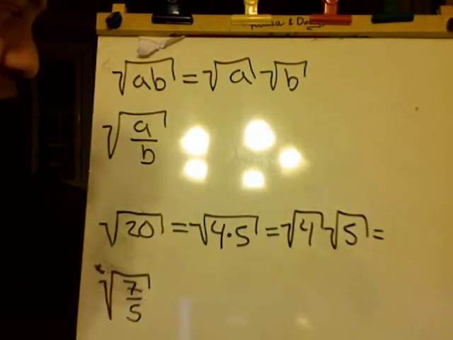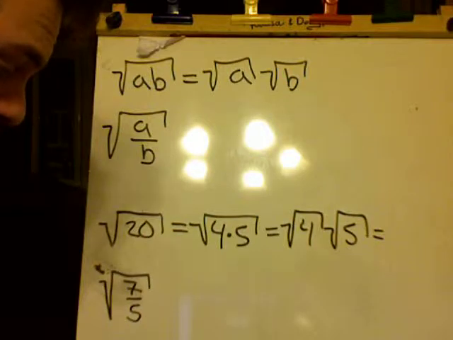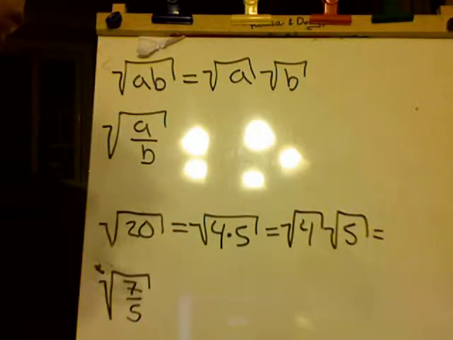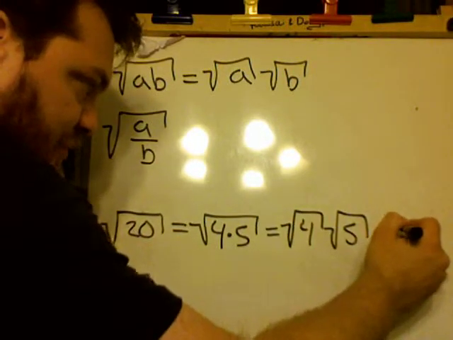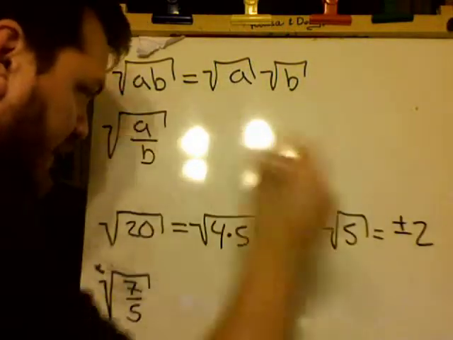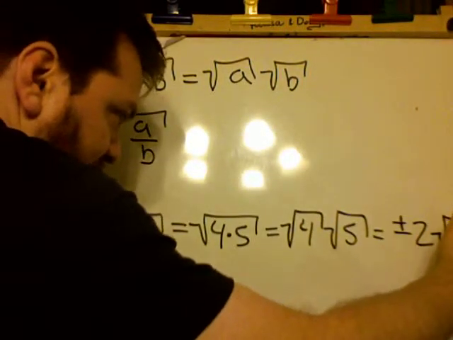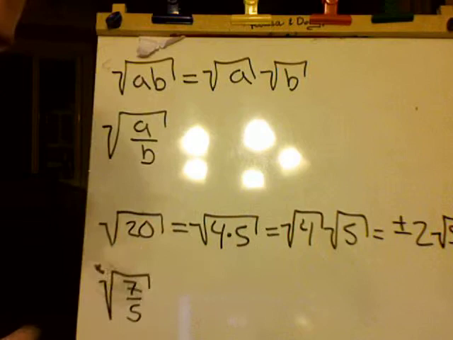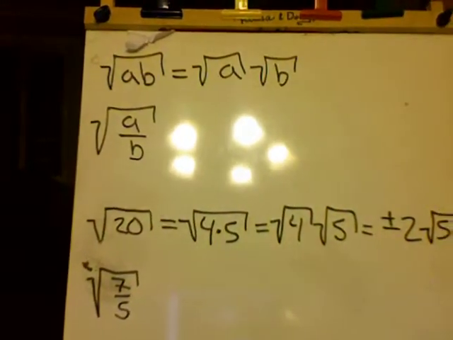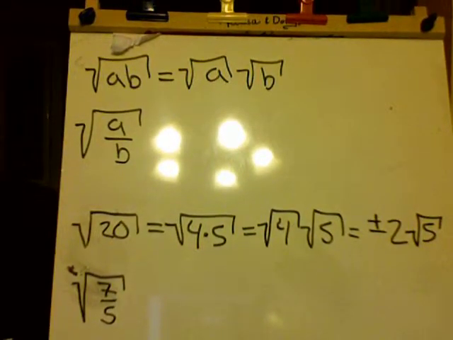Well, what is the square root of 4? I know some of you just said 2. Close. Plus or minus 2. And the square root of 5, well, we can put that in our calculator, but we want to do things exactly. So we want an exact answer.